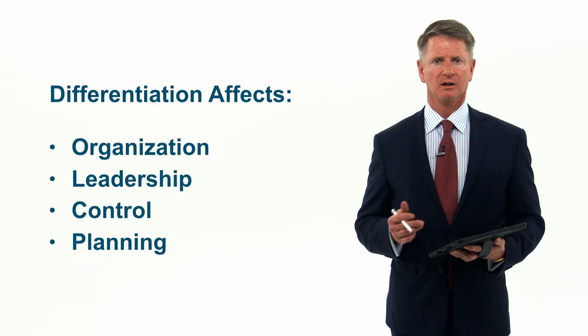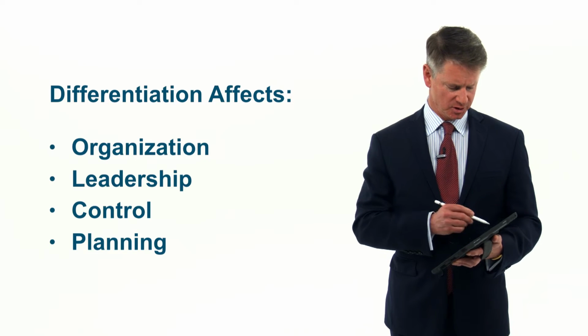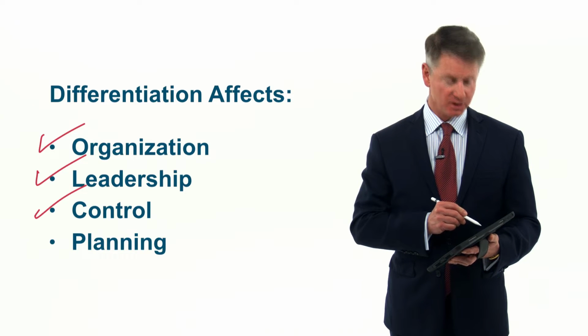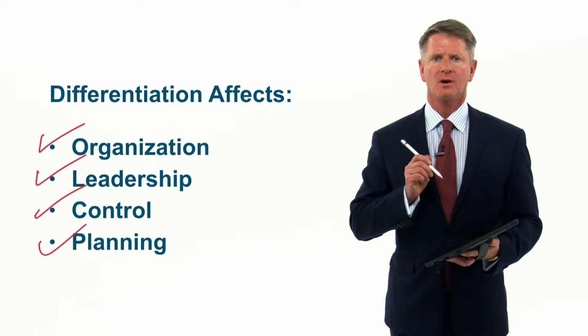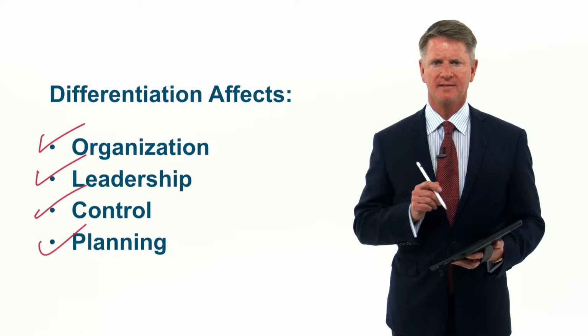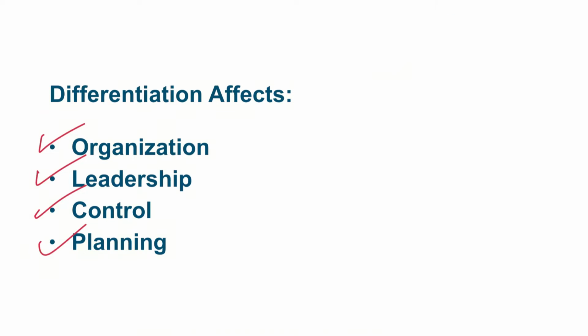Differentiation affects, like cost leadership, all four of the management functions. It affects how we're organized, how we lead, how we control, and the plans that we lay. But it affects these things in a different way than did cost leadership. And that's what we're going to explore in this unit.